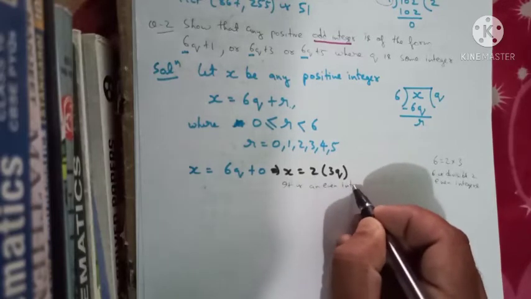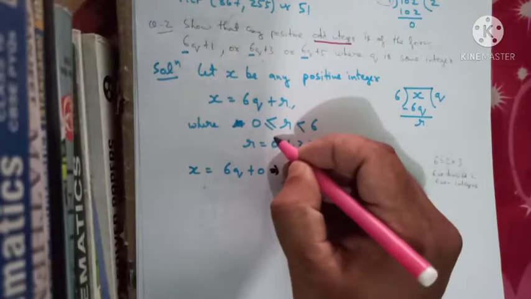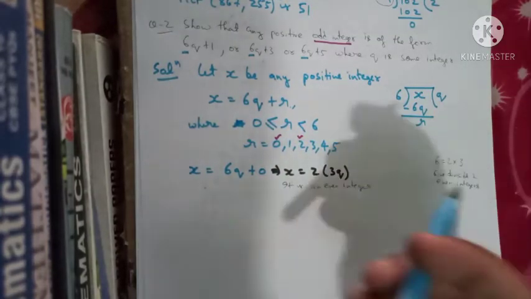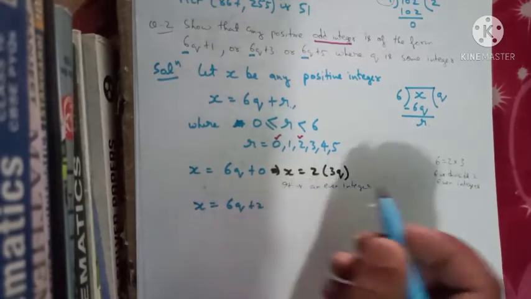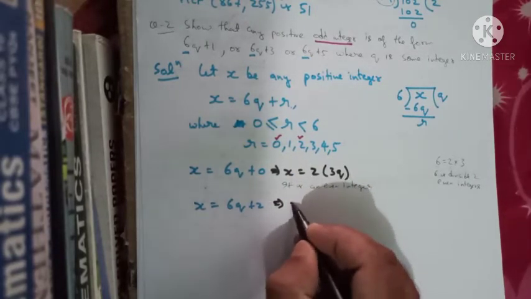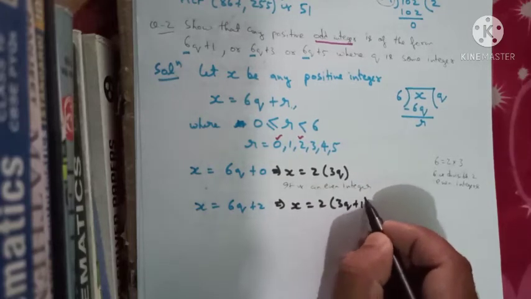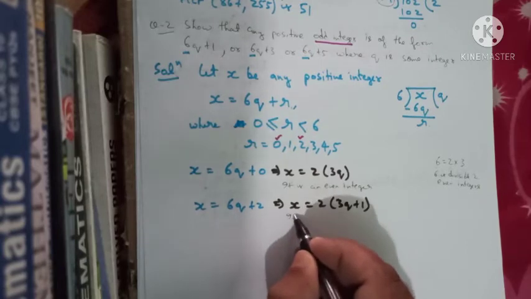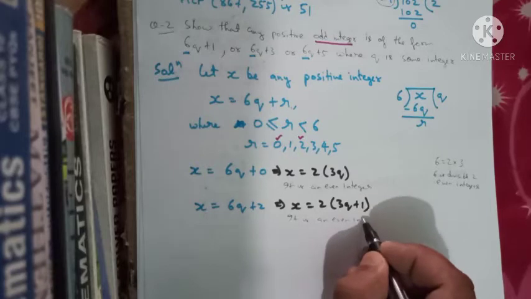Similarly, if we take the value of r as 2, then x will be equal to 6q plus 2. 6q plus 2 further can be written as, we can take 2 as common, so it can be 2 times of 3q plus 1. Again, it is also indicating that this x is an even integer. Again, we will not be considering this case.